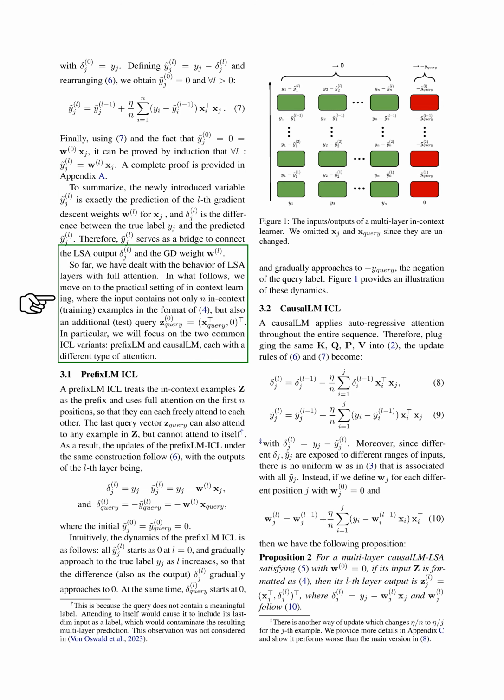So far, we've only looked at LSA layers with full attention. Next, we'll look at the practical setting of in-context learning, where the input includes not only n in-context training examples, but also an additional test query. We'll focus on two common types of in-context learning, prefixLM and CausalLM, each with a different type of attention.